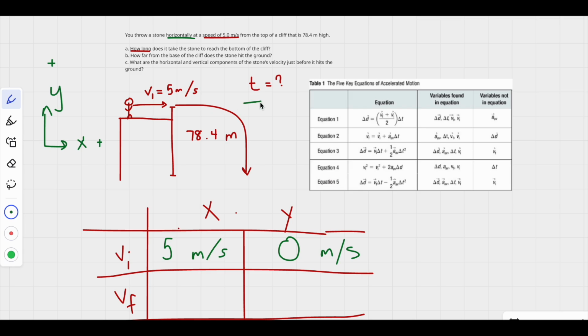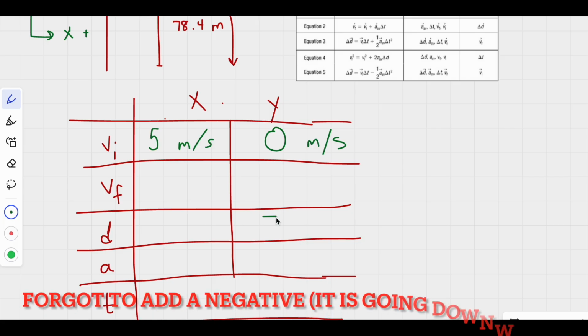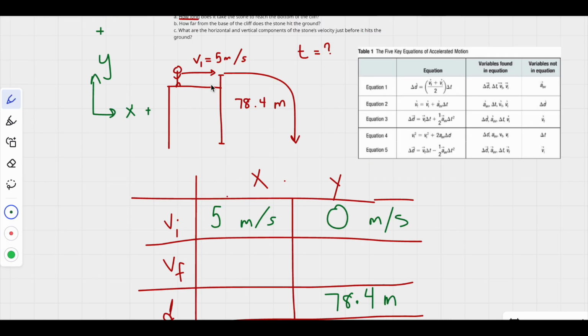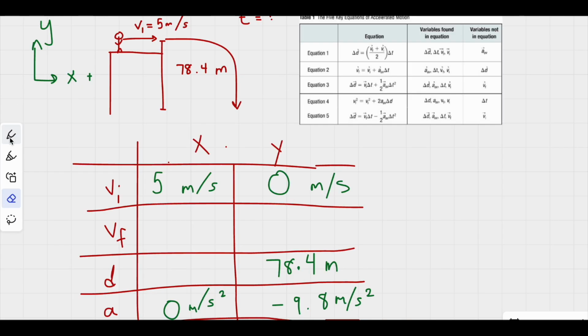Next, we know from the top to the bottom, vertically, it's a distance of 78.4 meters. This is distance in the y direction. In projectile motion, acceleration is always 0 in the x direction and negative 9.8 meters per second squared in the y direction. It is negative because it's Earth's gravitational constant that's pulling you downwards at this acceleration. So it really depends how you define your axes. If you have said that down is positive, then this number would be positive. The only reason this is negative is because I have defined the upwards direction as positive. So anything pointing downwards would be negative.